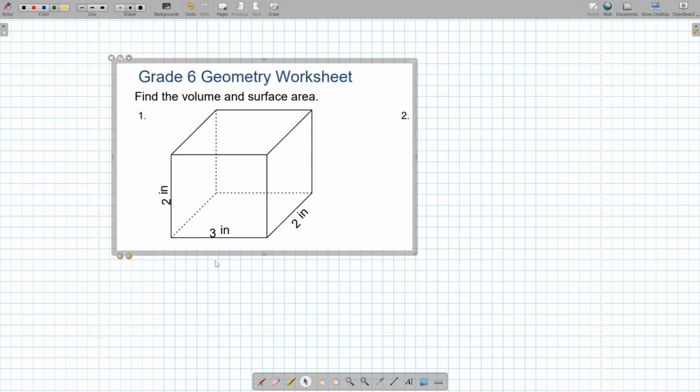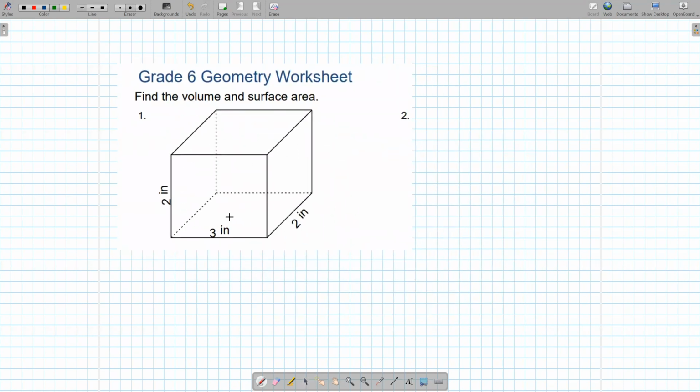If you look at it, there's a 3-inch here, and that's 2 inches, 2 inches. So it's not a cube. This is something called a rectangular prism. How would we find the surface area of this?